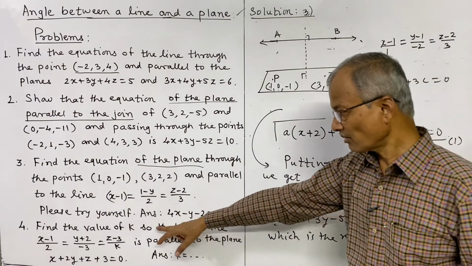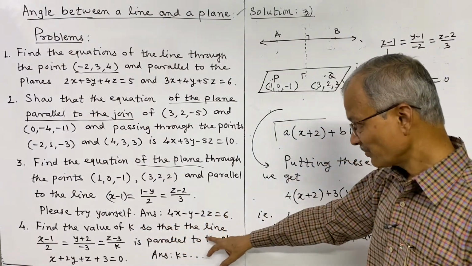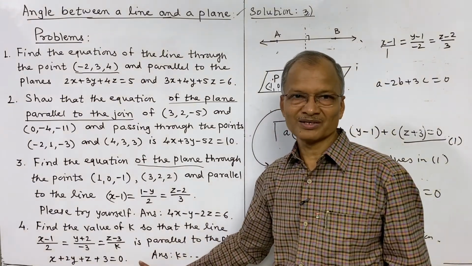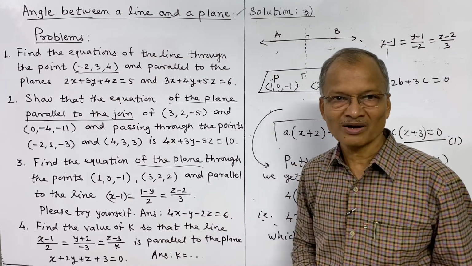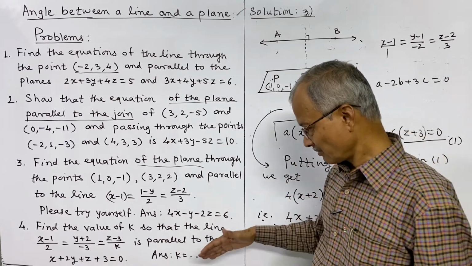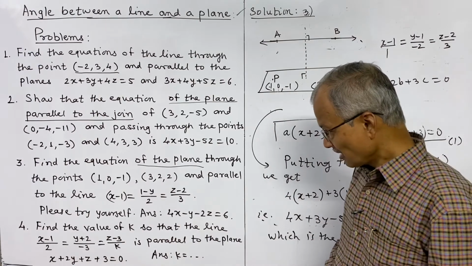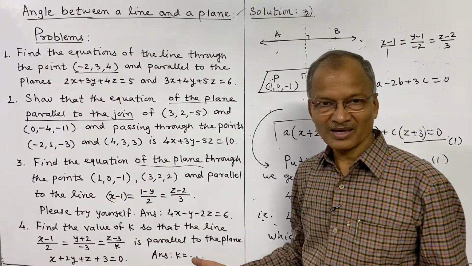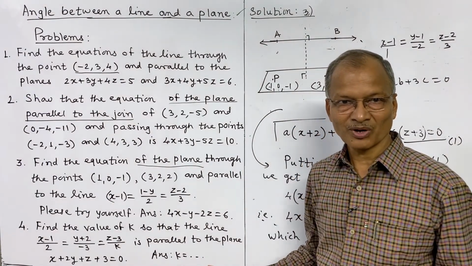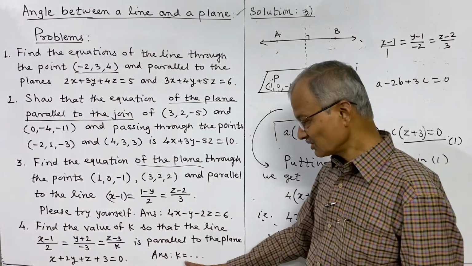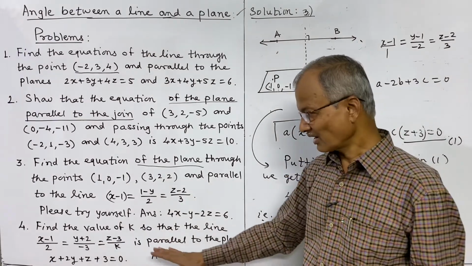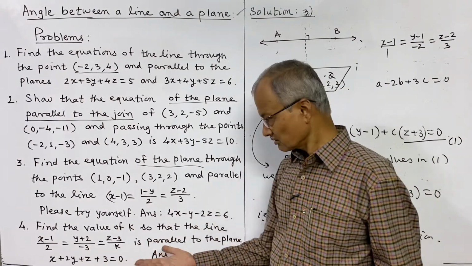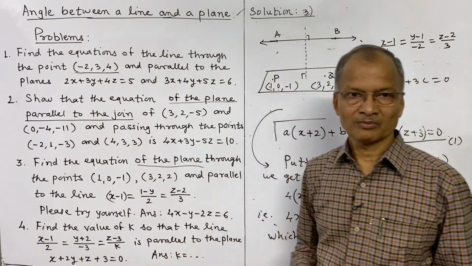And what about the fourth problem? Find the value of k so that this line is parallel to this plane. Now this is very easy. We have written in the notes the condition for a plane to be parallel to a line, and use that condition. So it is direct: Al plus Bm plus Cn is equal to 0. From that find the value of k. I shall not tell you the answer. It is actually a multiple choice problem, very simple. You can find the value of k orally also, or by observation.